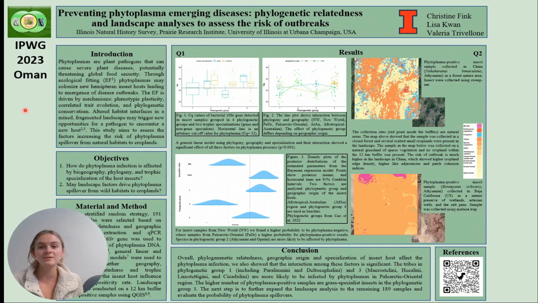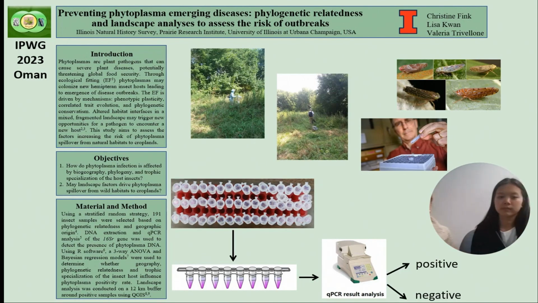This study aims to assess the various factors that increase the risk of phytoplasma infection in croplands. The study has the main objective to assess the factors increasing the risk of phytoplasma spillover from natural habitats to croplands. Using a stratified random strategy, we selected and extracted DNA from 191 insect samples collected in natural areas. We carried out qPCR for the presence of phytoplasma. We used ANOVA test, general linear, and Bayesian regression models to determine whether geography, phylogenetic relatedness, and trophic specialization of the insect host influence phytoplasma positivity rate.